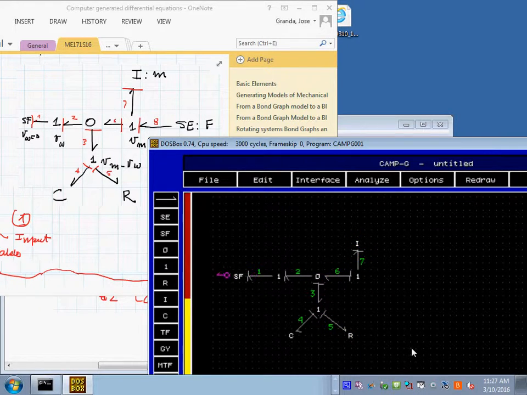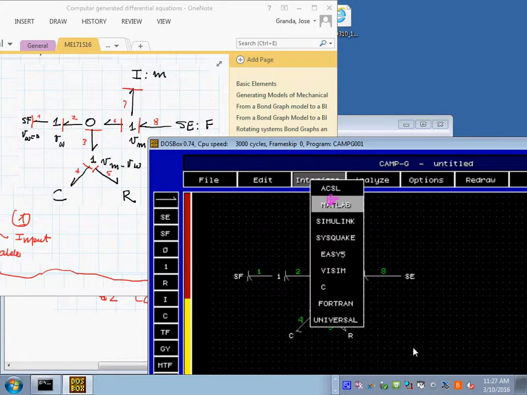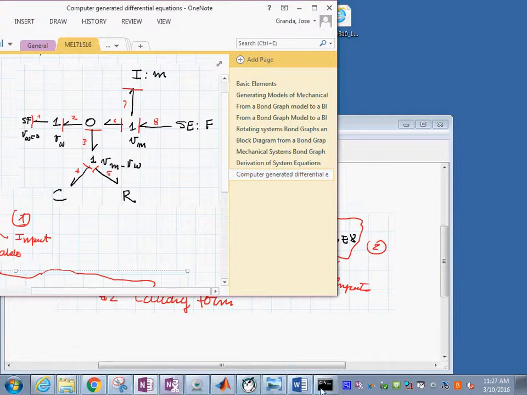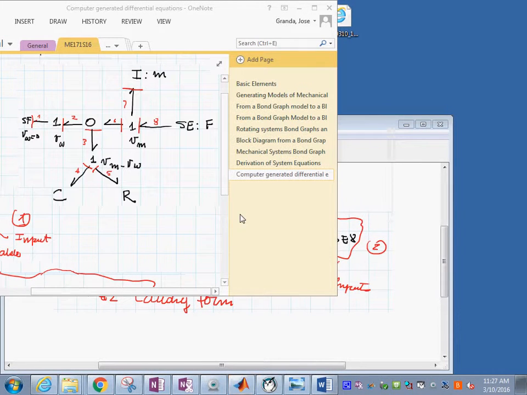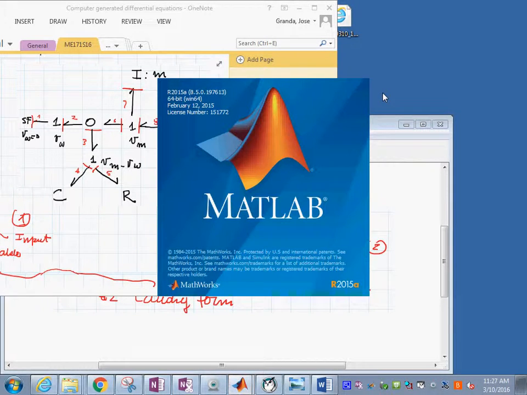Now what's going to happen is we go to interface, and we say go to the MATLAB interface please, and then the two programs will do a handshake with each other. And what is happening as we are doing this is that CAMPG produces the MATLAB input files, already an M file.